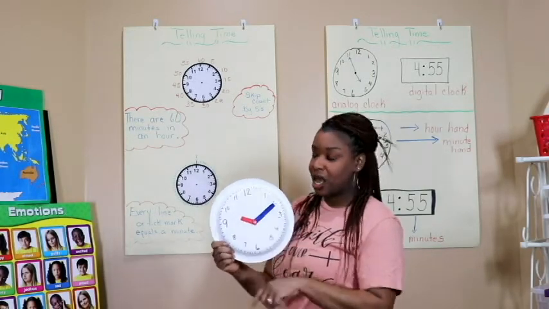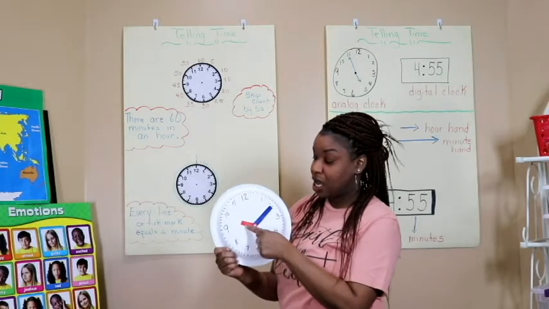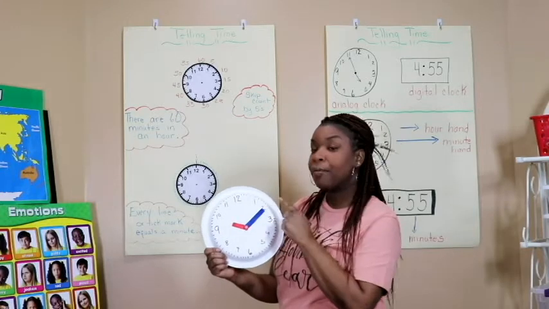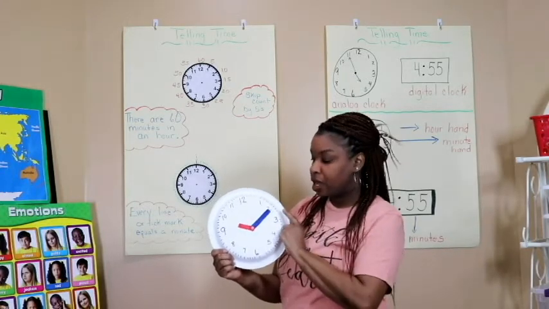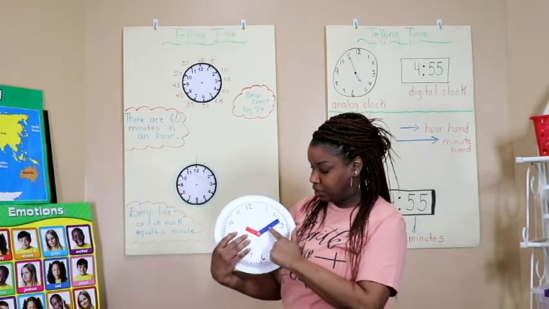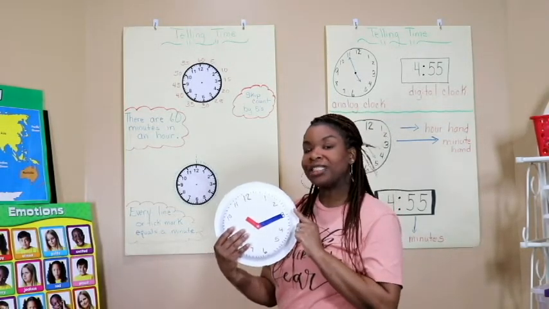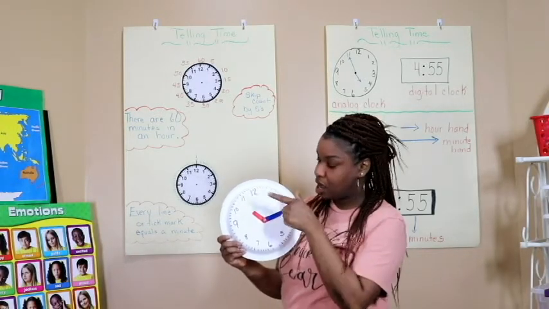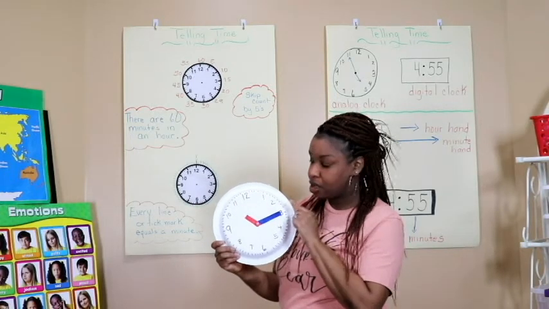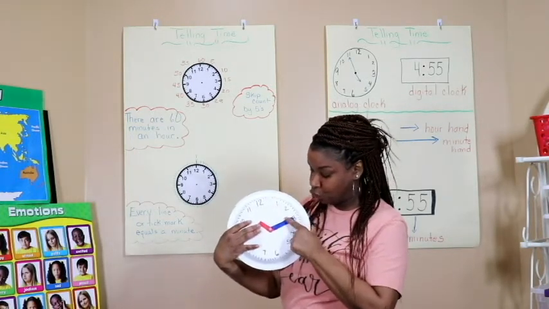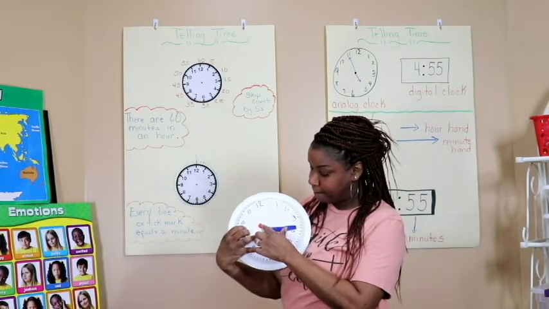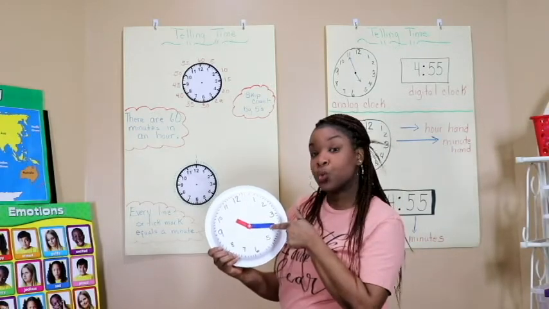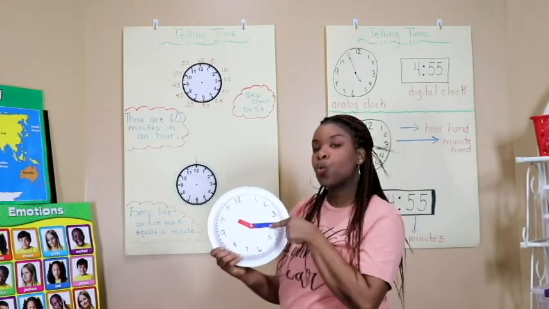Now I'm going to move my minute hand to the 2. Now what time is it? Start with the hour first. 10:10. Yes, because we're skip counting by 5. So now you tell me, if I move my minute hand to the 3, what time is it? 10:15. 5, 10, 15. So now let's move the minute hand again to the 4. Now what time do we have? 5, 10, 15, 20. So it is 10:20.